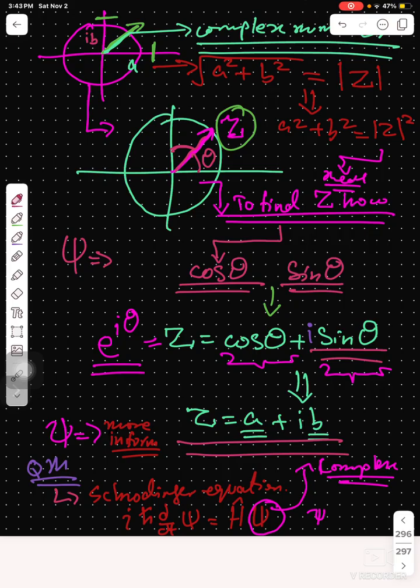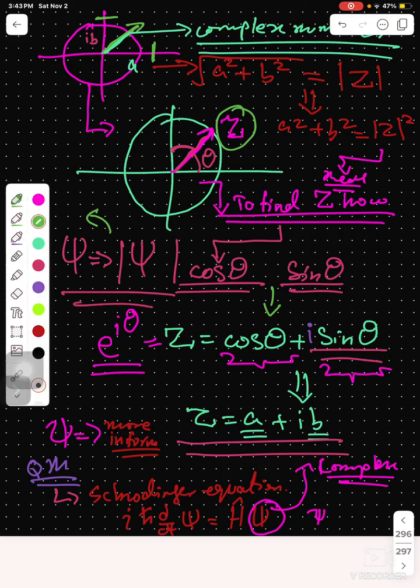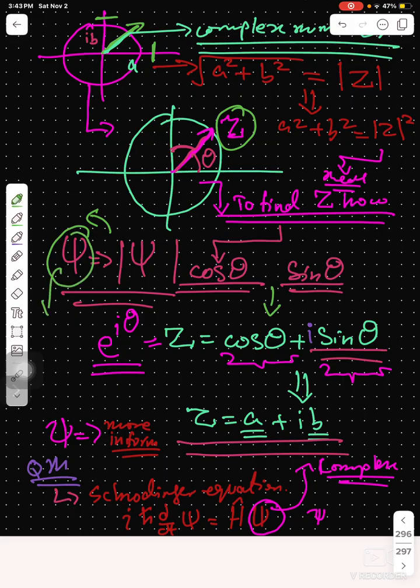Psi is a probability density for a particle to be found at a certain point. So alone, when we don't take its square, it's a complex number, but the moment we take its square, it turns into real information, a real number.